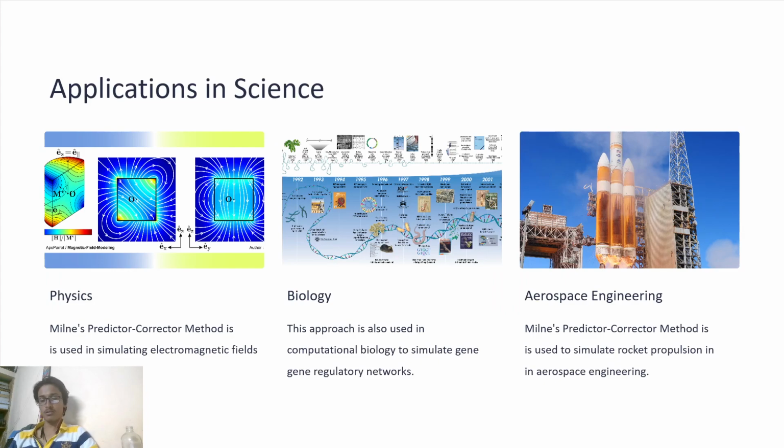So Milne's predictor-corrector method is also used in science. These are some of the examples. There are many examples actually, but these are only some. It's used in physics. Milne's predictor-corrector method is used in simulating electromagnetic fields in physics. In biology, this approach is also used in computational biology to simulate gene regulatory networks. And then there's aerospace engineering. This method is used to simulate rocket propulsion in aerospace engineering.